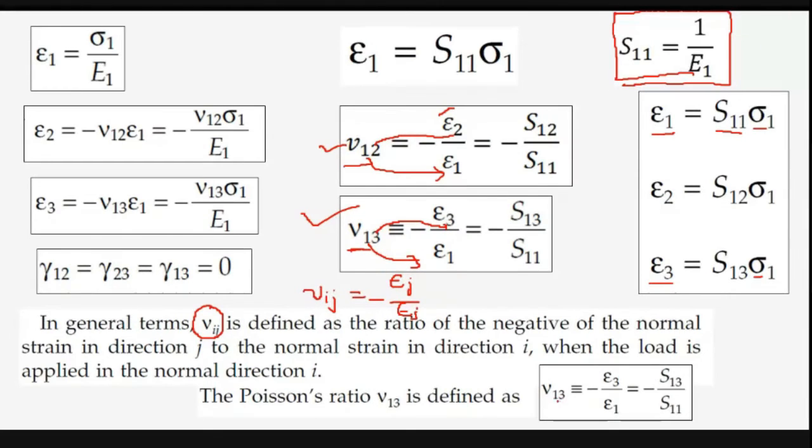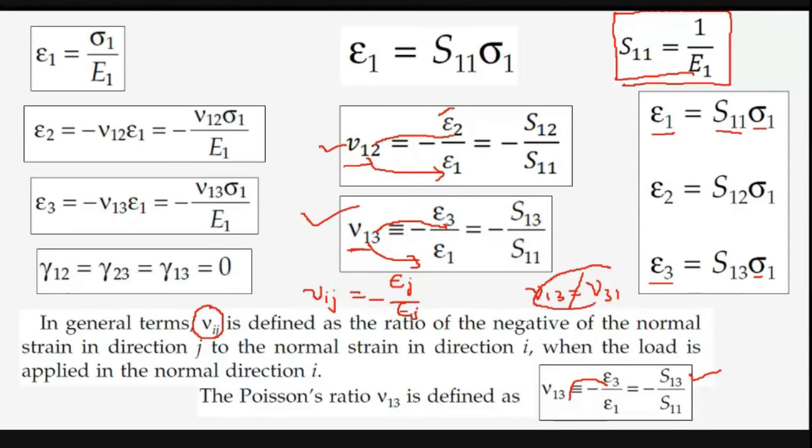Similarly, I can write ν_13, with these digits going to the numerator, ε_3 upon ε_1. So if you take this ratio, you will get this equation. Just remember that for Poisson's ratio, ν_13 is not equal to ν_31.